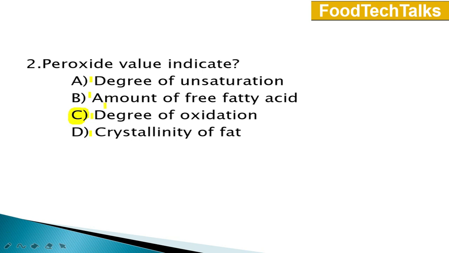So, degree of unsaturation is by iodine value, and amount of free fatty acid is by acid value, and degree of oxidation or rancidity is by peroxide value.